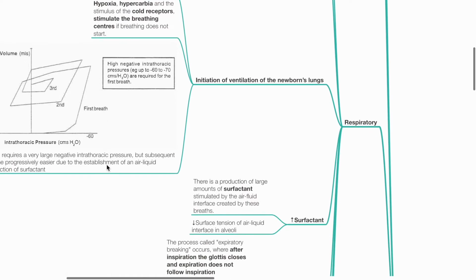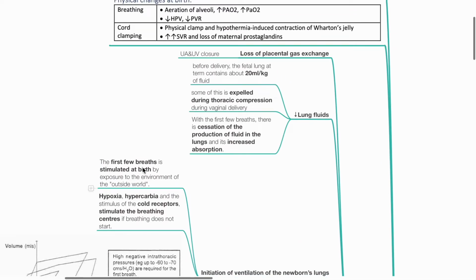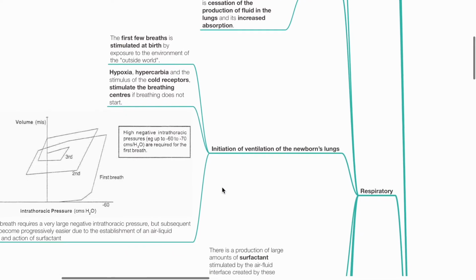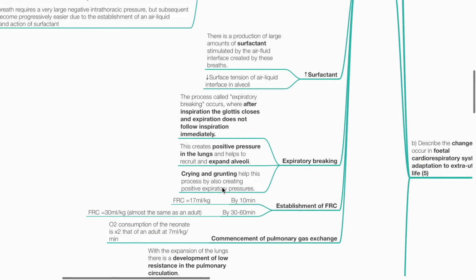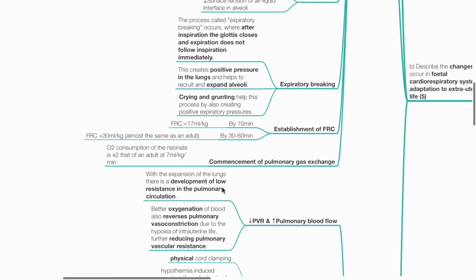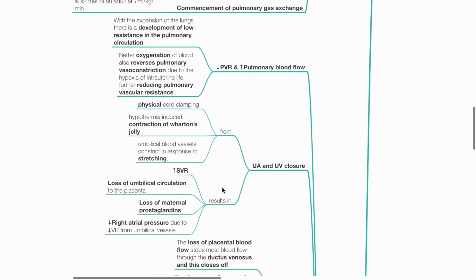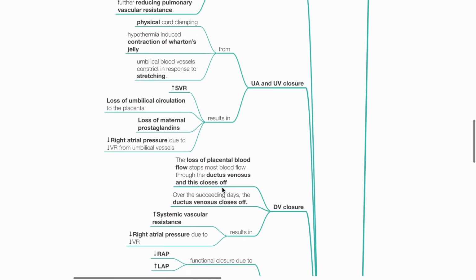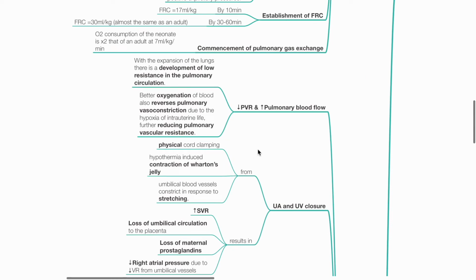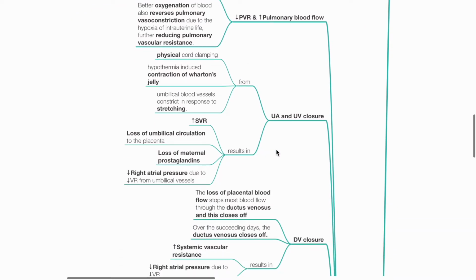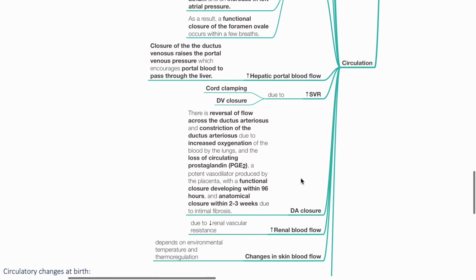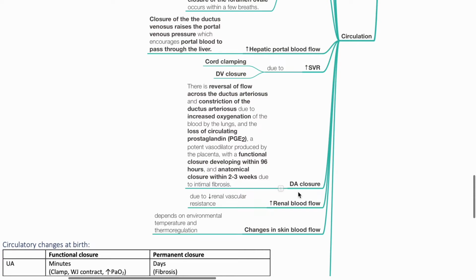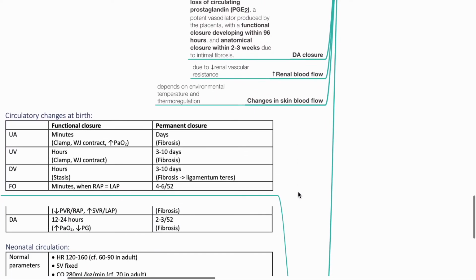prostaglandins. Respiratory changes includes loss of placental gas exchange, reduced lung fluids, initiation of ventilation of the newborn's lungs, increased surfactant production, expiratory braking, establishment of FRC, and commencement of pulmonary gas exchange. Circulatory changes includes reduced PVR and increased pulmonary blood flow, umbilical artery and umbilical vein closure, ductus venosus closure, foramen ovale closure, increased hepatic portal blood flow, increased SVR, ductus arteriosus closure, increased renal blood flow, and changes in skin blood flow.